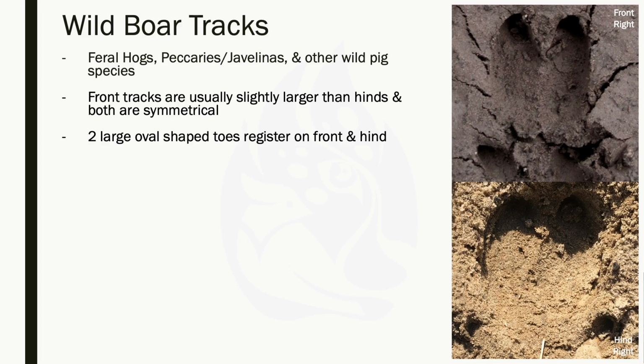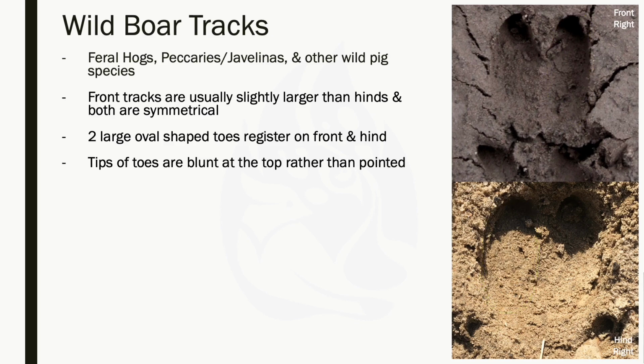Then also we always want to note, when we come up to a track, the number of toes, and for wild boars, they have 2 toes. Okay, you're always going to see that register, and they're going to be oval, usually kind of oblong and round on both ends. Just like with any ungulates, you're going to see 2 toes register, and that's on the front track, which you see here above, as well as the hind. They're going to look almost identical. Again, some slight variation depending on each individual and each track, but they're always going to have that general appearance.